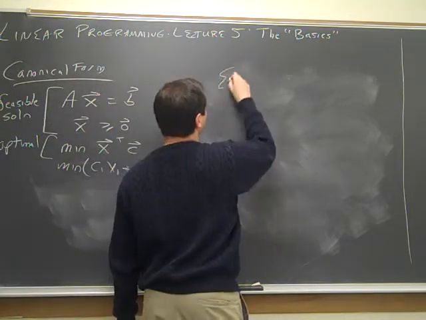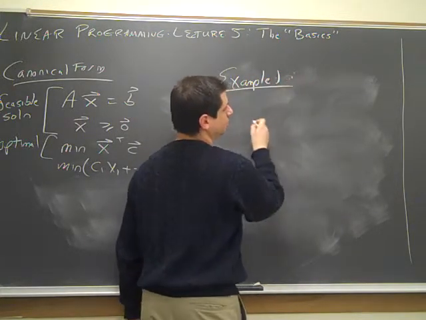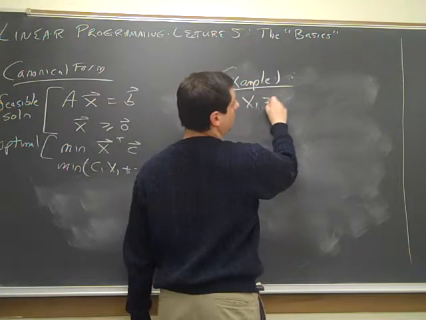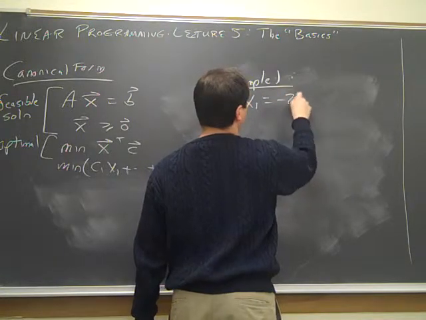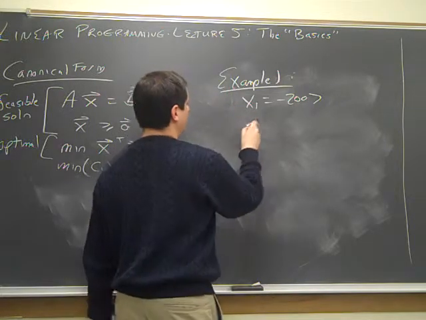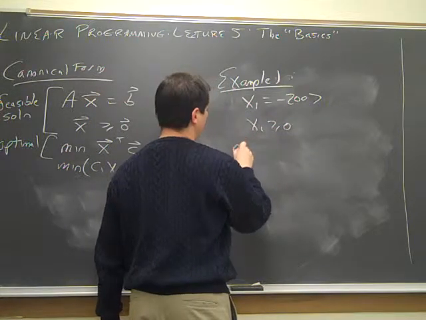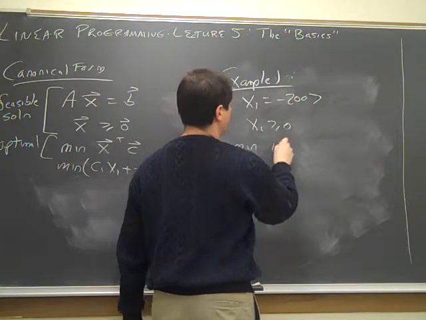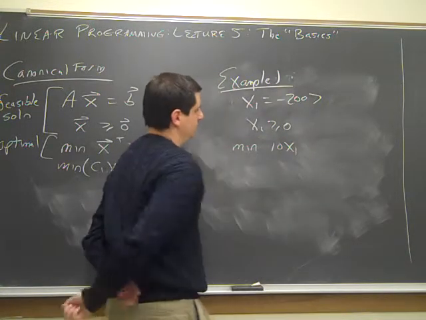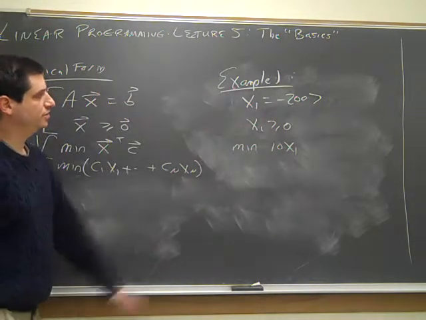So let's do example 1. And these are the same examples as in the notes. So let's take x1 equals negative 2007, so you can tell when this example was made. And we'll take x1 to be greater than or equal to 0, and then we want to minimize 10x1. So are there any feasible solutions to this problem?